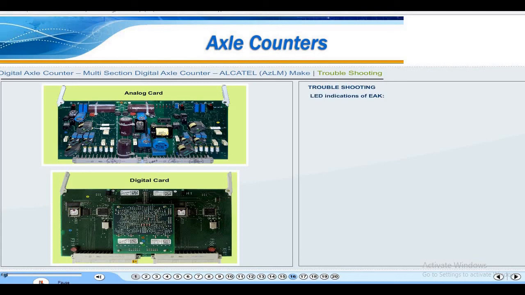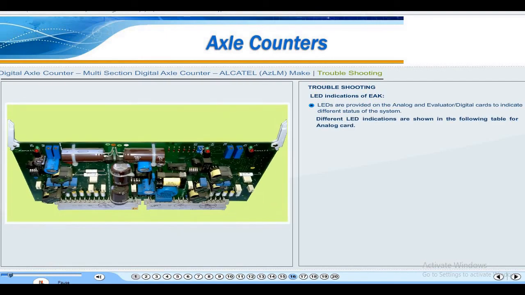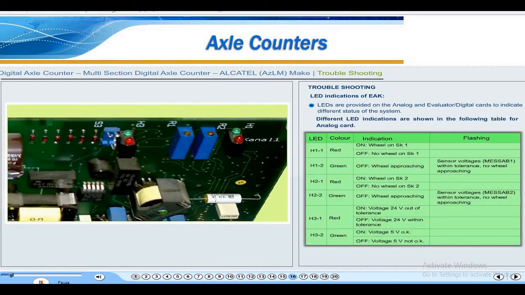LED indications of EAK. LEDs are provided on the analog and evaluator or digital cards to indicate different status of the system. Different LED indications are shown in the following table for analog card. H1 1 red LED normally remains off when there is no wheel on SK1. When there is a wheel on SK1, this LED lights.